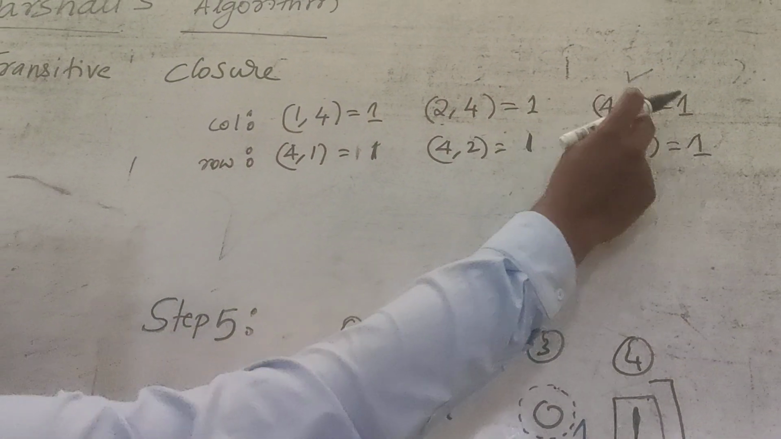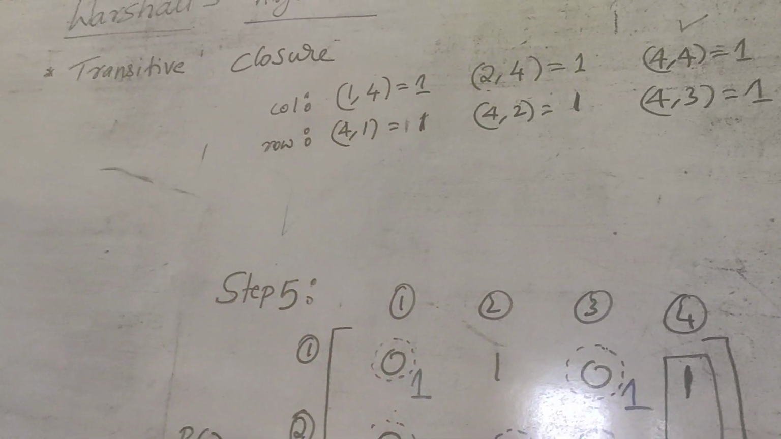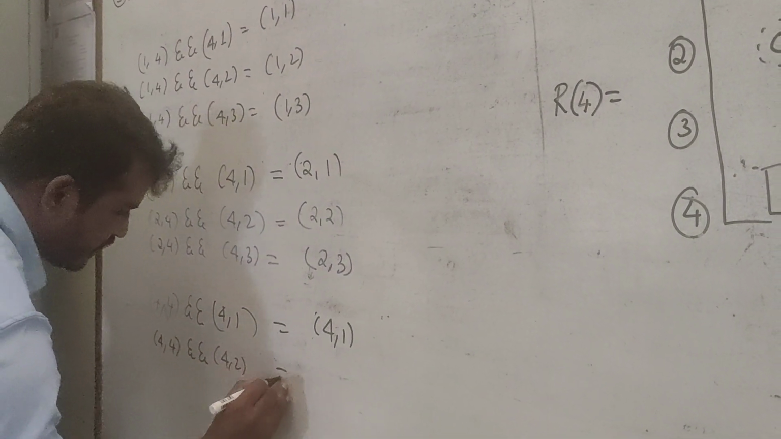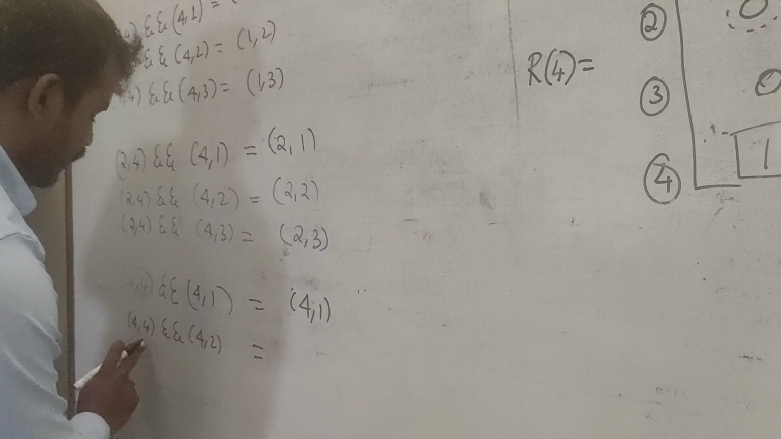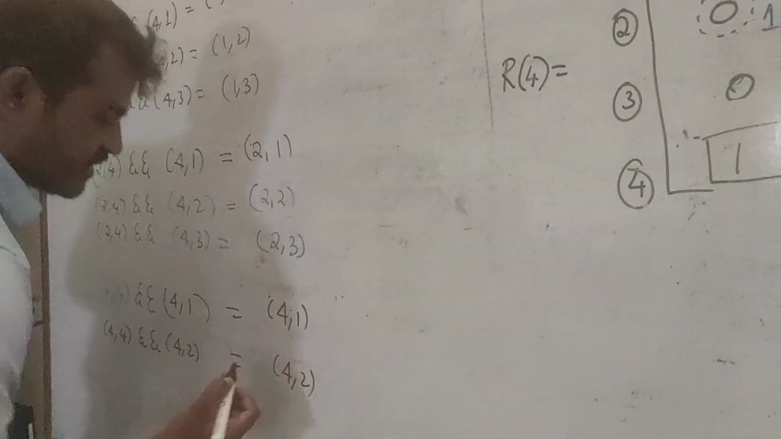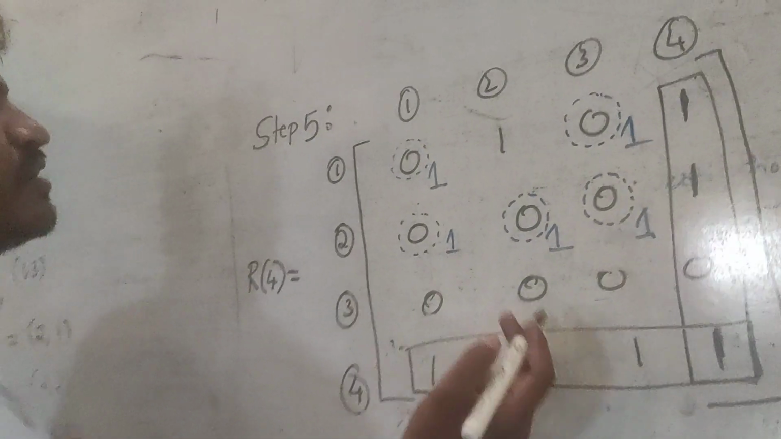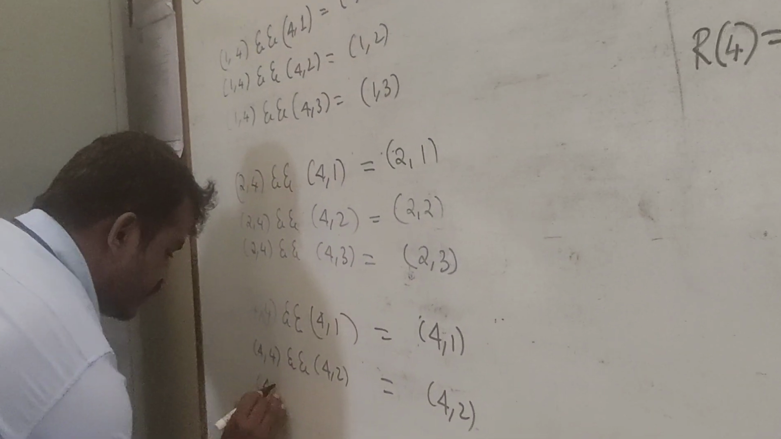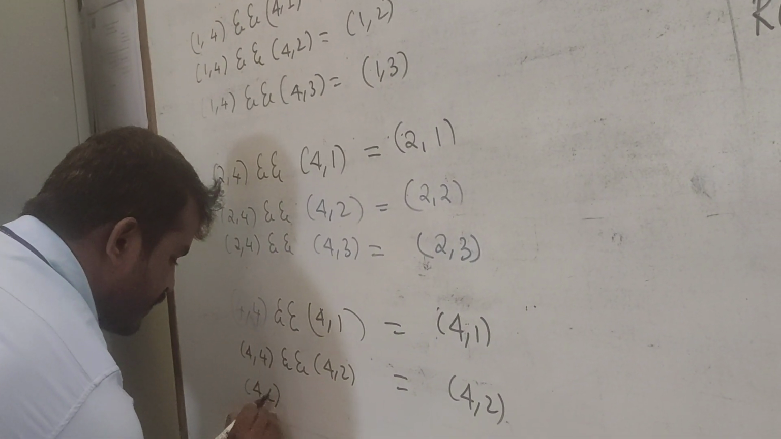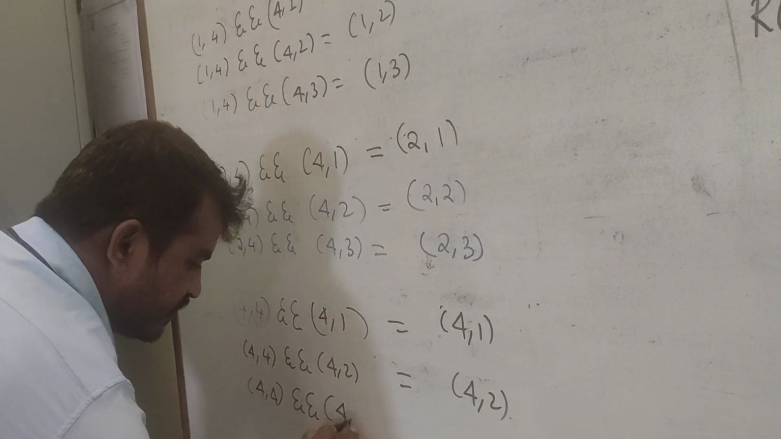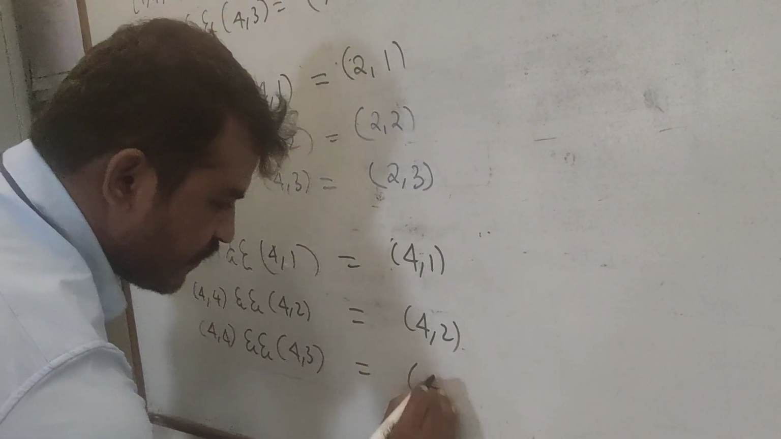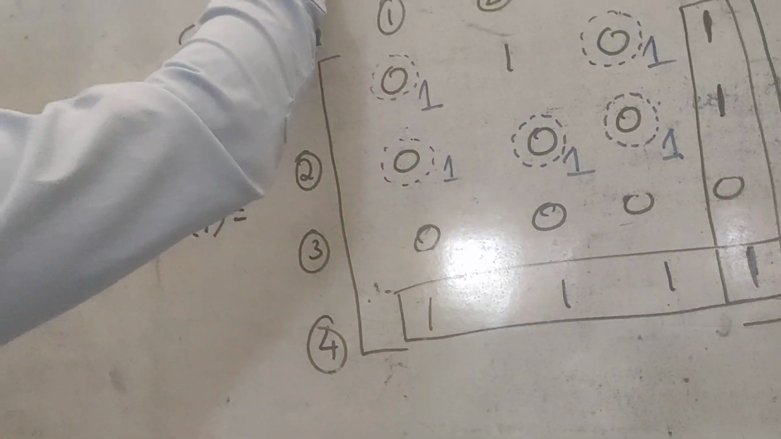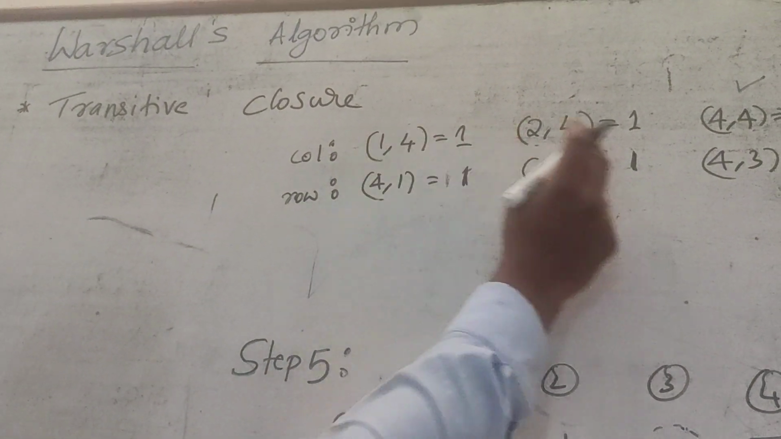Next combination: 4 to 4 and 4 to 2. It is 4 to 2, a path existing. 4 to 2 is already 1, no need to replace. Then 4 to 4 and 4 to 3. The path is 4 to 3, which is also already existing. No more combinations. Like that, you made the combinations 1 to 4 to 4 to 1, 1 to 4 to 4 to 2, and 4 to 3.